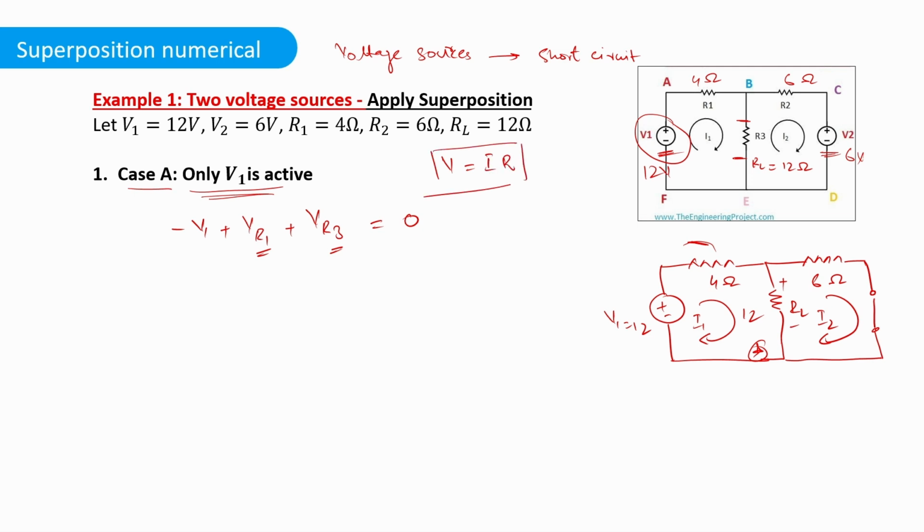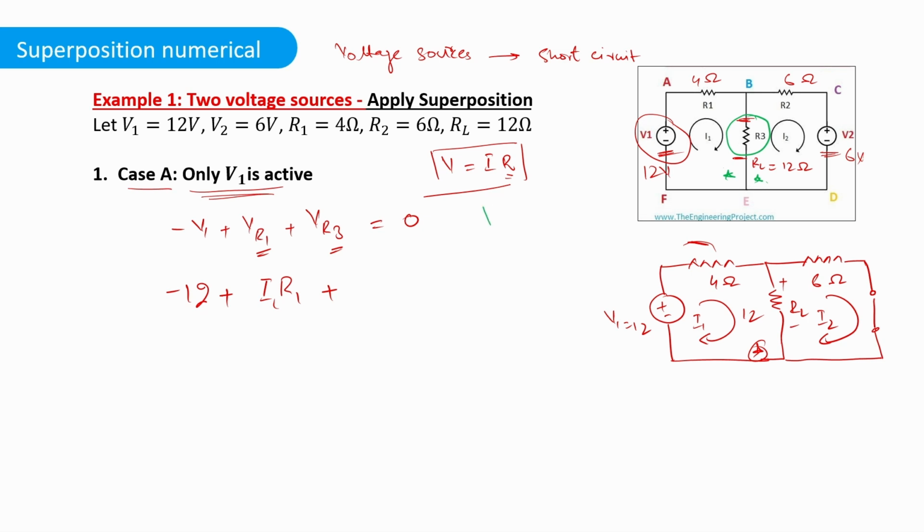This is important. So substitute the values. V1 is equal to 12, so this will become minus 12 plus. Now VR1 will become I1, because in the first loop the current is I1, times resistance R1, plus. Now voltage across R3. Now this is a key concept over here. This resistance, if you look over here, let me highlight it with the other color. If you look at this R3, this is actually shared between both the loops, right? So for this, the Ohm's law will vary.